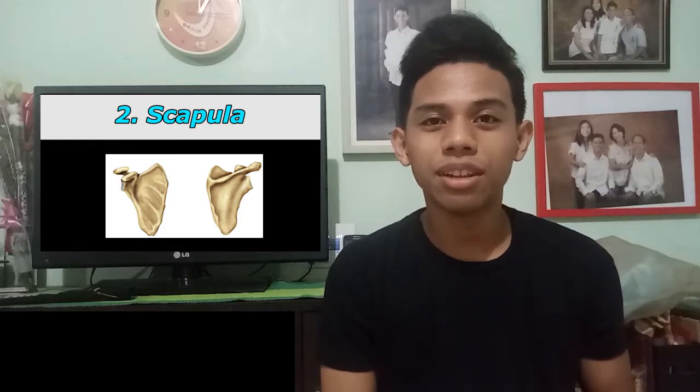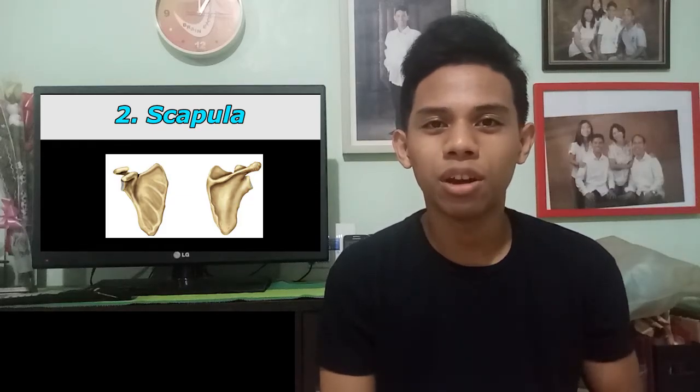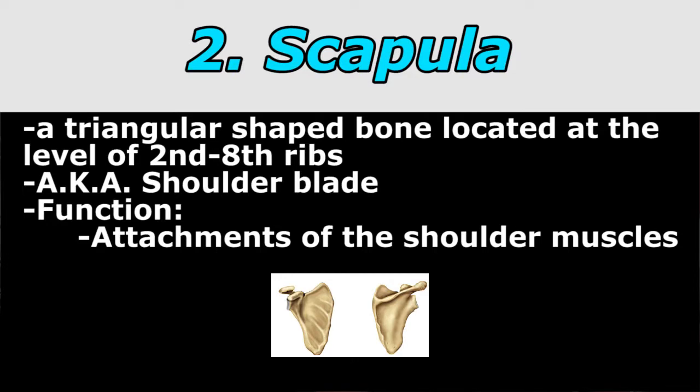The second bone is S for scapula. Scapula is a triangular shaped bone located at the level of the 2nd to 8th ribs, and it is also called the shoulder blade, which serves as attachments for muscles that are responsible for the shoulder movements.